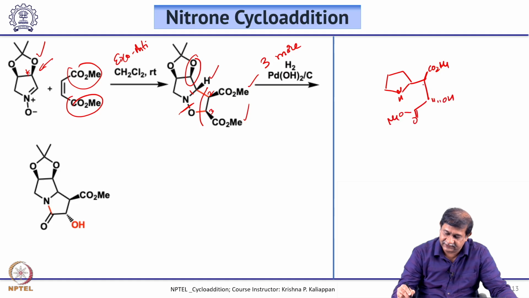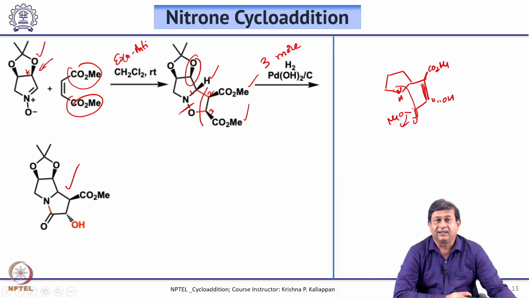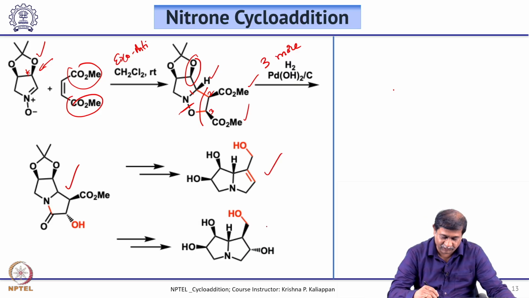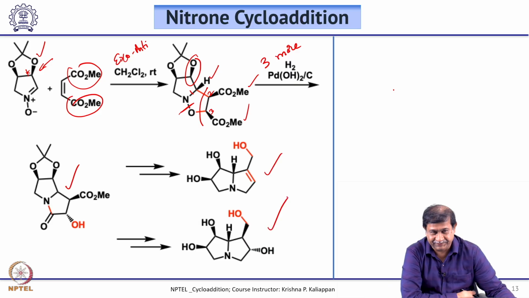I have rotated this CC bond. Okay. So, when I rotate the CC bond, the ester comes here, and now this lone pair on nitrogen attacks, what you get is a 5-membered compound. Okay. So, once you have that, then this can be converted into 2 natural products in few steps.